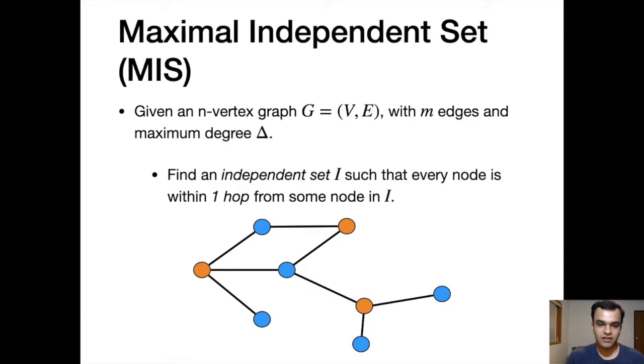Note that these vertices do not have an edge between them, therefore they are an independent set, and every other vertex, that is the blue vertices, are within one hop of some orange vertex. Notice that the blue vertices also form a maximal independent set for the same reasons. So this also signifies that we are not looking for any particular maximal independent set. Any maximal independent set will suffice.